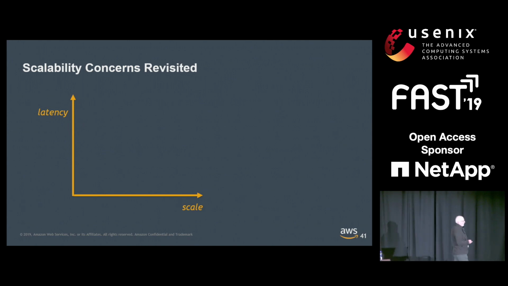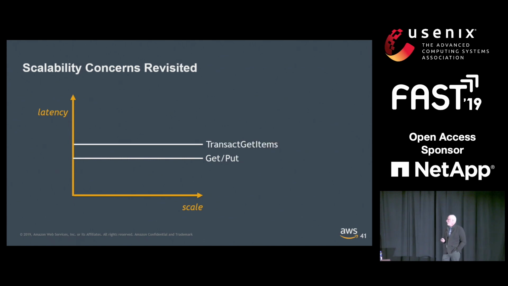Now what I'd like to do, again, is go back to the scalability concerns that we checked earlier and the concerns that people had. Recall that we had concerns about performance. Get inputs, as you see in DynamoDB, have no additional code. They go directly through the request router to the storage nodes, no impact on performance. Transaction get items have an extra hop through the transaction coordinator, but in general can be done in one protocol round. And so they have a little bit more performance hit than get and put operations, but not very much. Certainly not something that customers are concerned about.